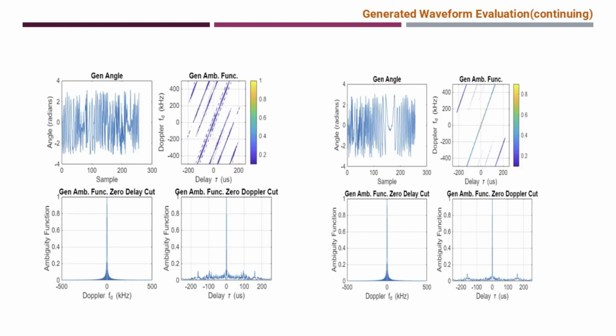Visualization. Use the provided helper function to display the generated signal, along with its normalized ambiguity function in the first row. The second row displays the Doppler and delay values from a zero delay and zero Doppler cut through the 2D normalized ambiguity function of the signal respectively.